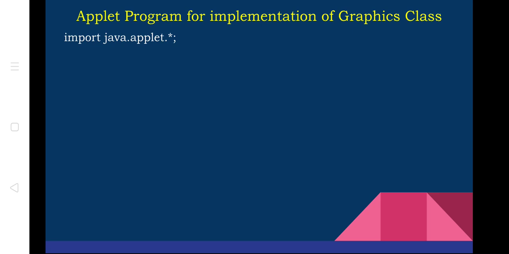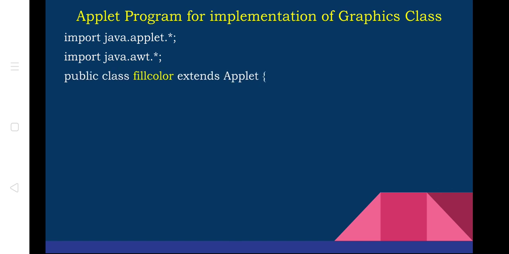So we have to include the applet class, import java.applet, and then we have to include the AWT, the Java Abstract Window Toolkit. And now we are declaring the class as FillColor. Here FillColor is the name of the file and is also the name of the class. So public class FillColor extends Applet. Here we are using the extends keyword to inherit the Applet class.